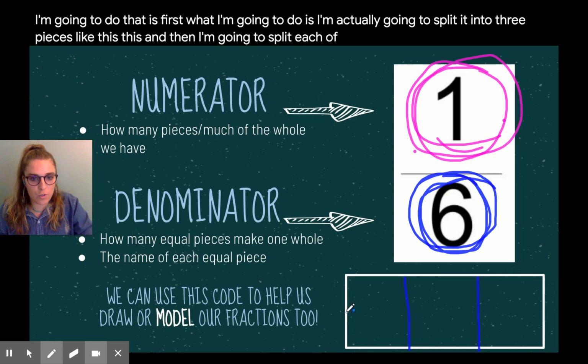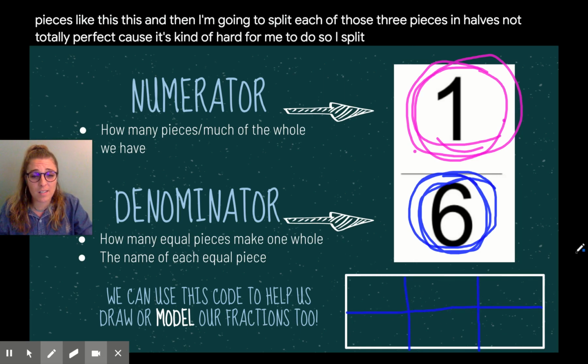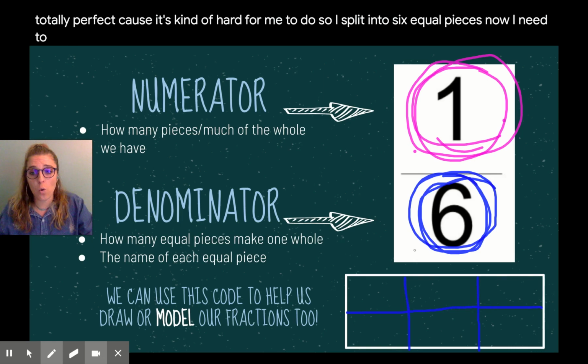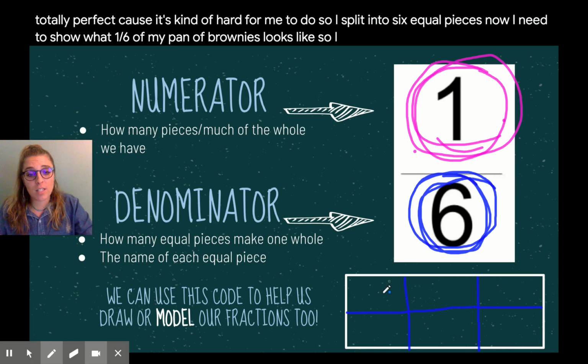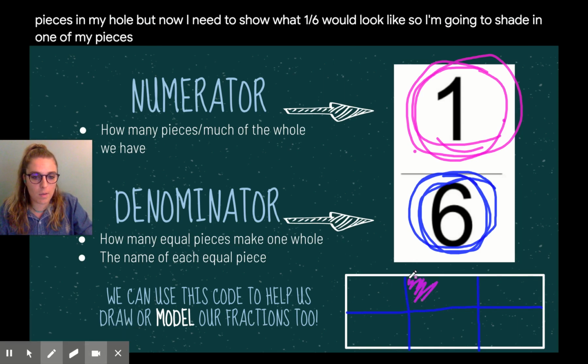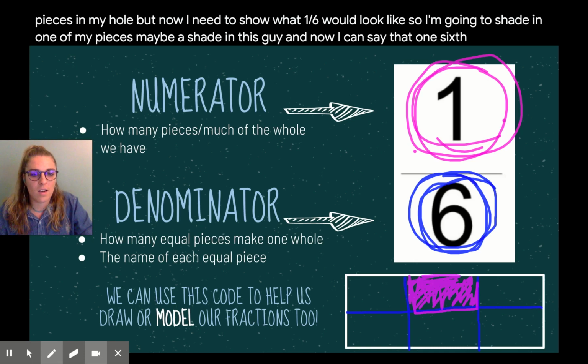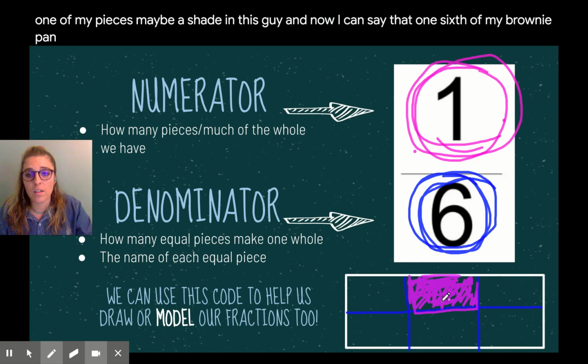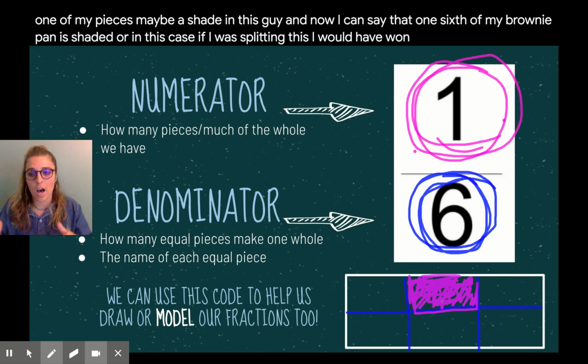And then I'm going to split each of those 3 pieces in halves. Not totally perfect because it's kind of hard for me to do. So I've split it into 6 equal pieces. Now I need to show what 1/6 of my pan of brownies looks like. So I've split it into sixths. There are 6 equal pieces in my whole, but now I need to show what 1/6 would look like. So I'm going to shade in one of my pieces. Maybe I shade in this guy. And now I can say that 1/6 of my brownie pan is shaded. Or in this case, if I was splitting this, I would have 1/6 of the brownie pan.